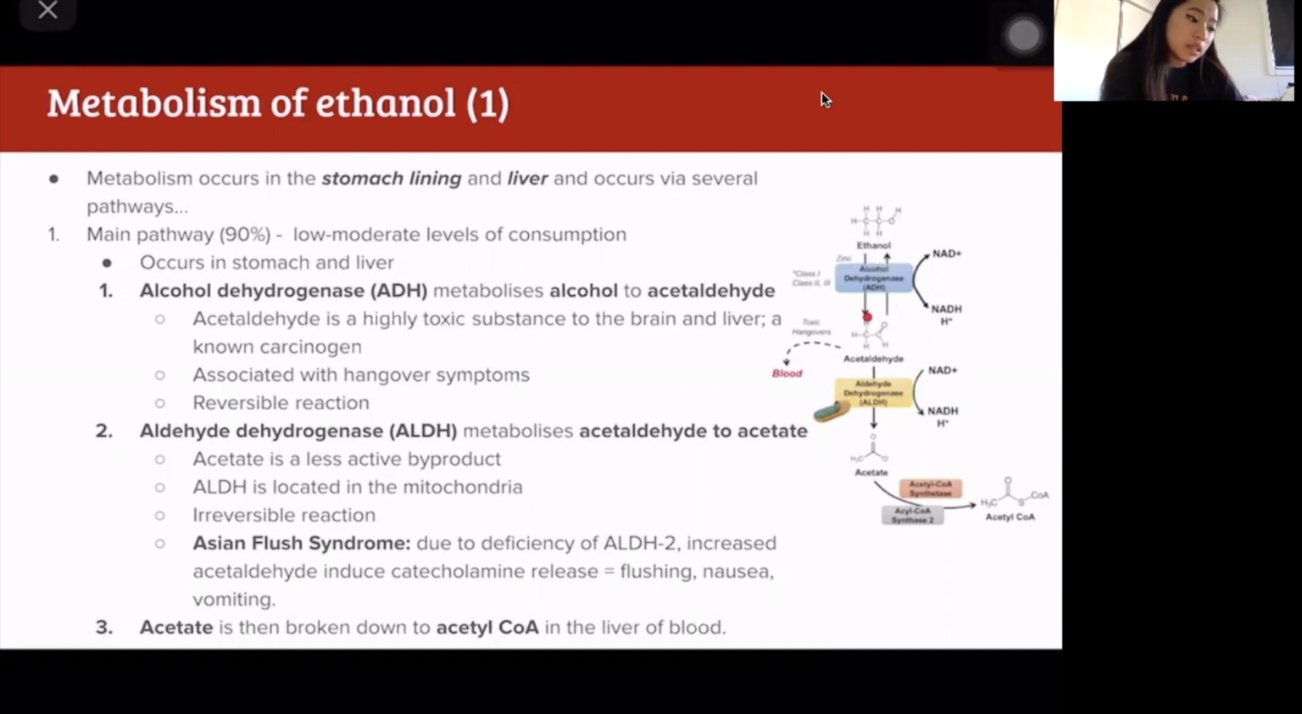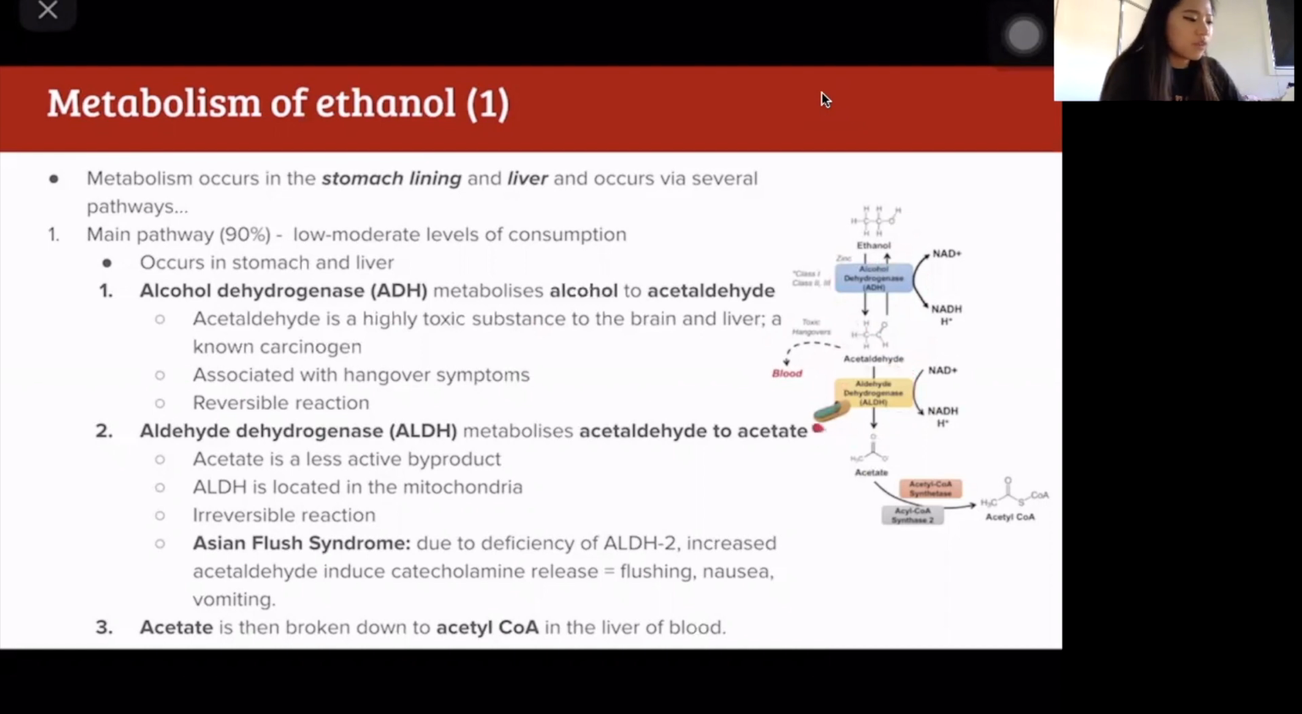And this molecule is highly toxic to the brain and liver and is also a known carcinogen. And that's why when it gets into the blood, it's associated with hangover symptoms. And you'll note that this reaction is a reversible reaction, as the arrows point both ways. Next, this acetaldehyde is converted to acetate using aldehyde dehydrogenase.